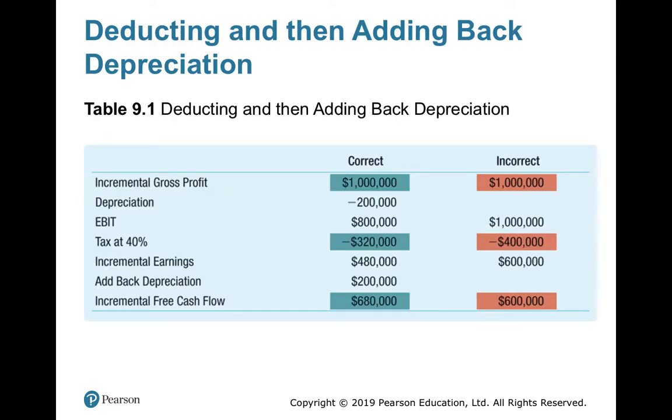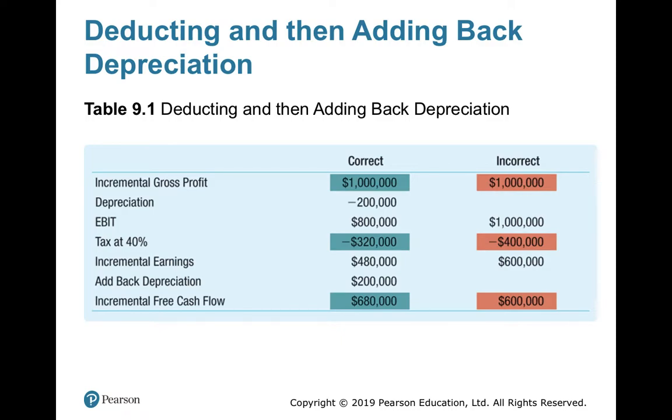There is a simple example, company A and company B here. Both are getting incremental gross profit of 1 million. But company A is doing the correct treatment, company B is doing the wrong treatment. How? Company A has 200,000 depreciation. Company B also has it, but it is not showing it. Why? Because it is saying, why should I deduct 200,000 once and add back again 200,000?